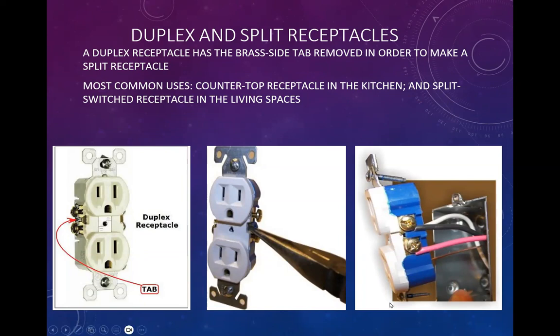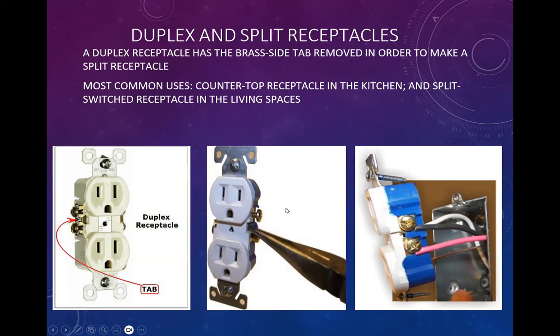Okay. Sorry about that. So this would be, for example, 14-3, because we have three current carrying conductors and one safety wire, ground or bond. As I said, the neutral can be left intact, connecting these two, so you only have to provide one wire. It's a return path. And these two separate hot wires are connected separately to each individual hot terminal of this duplex receptacle. That's why we call it a split receptacle.